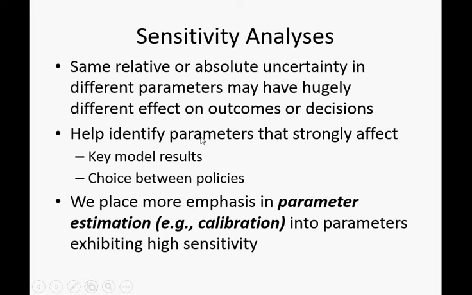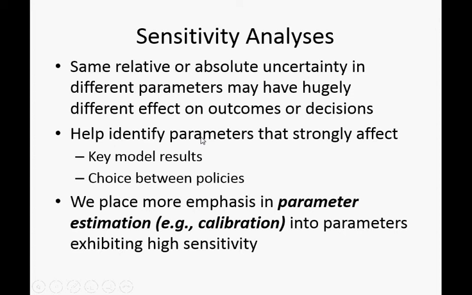So this is a process of systematically varying parameters, either in a fixed way or with Monte Carlo draws from probability distributions, to understand how uncertainty in that parameter might affect either model outputs, key model results, or more deeply might affect the level of benefit conferred by different intervention options.